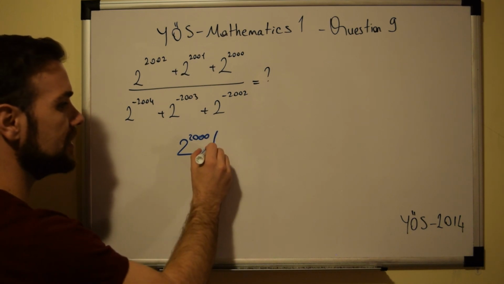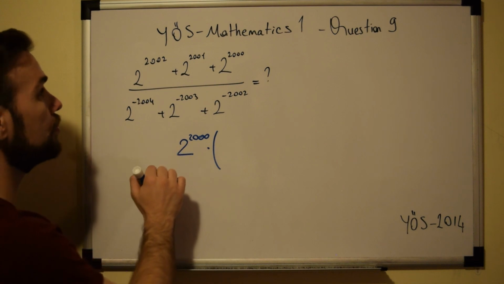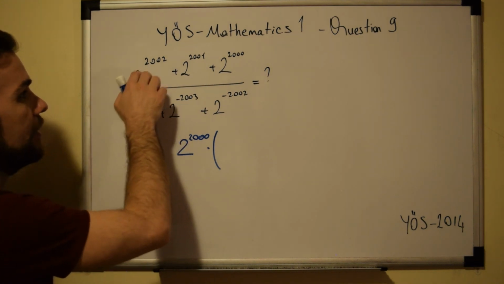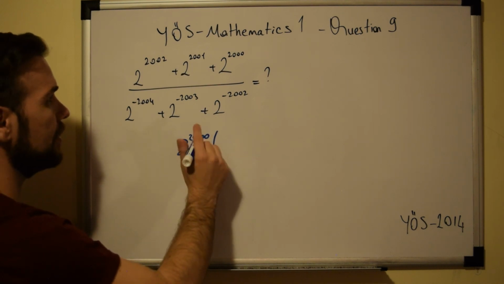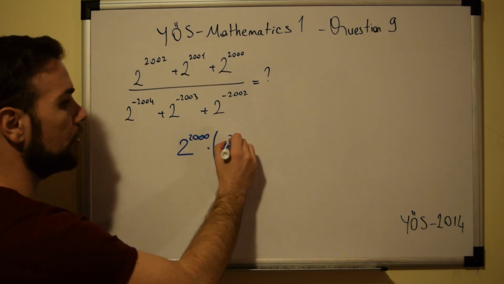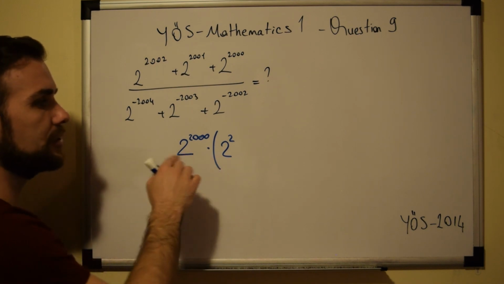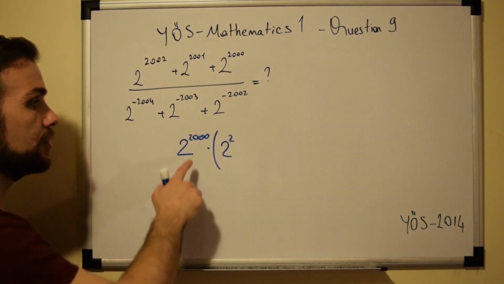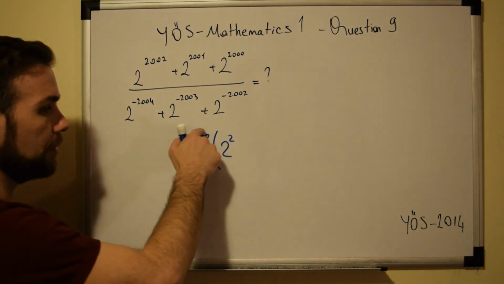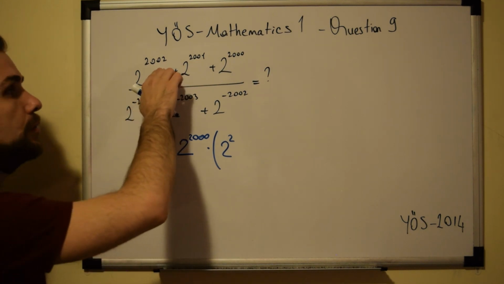We open the parentheses, this is times. Now 2 to the power of 2000, what will be the number, the leftover, let's say within the parentheses, it will be 2 to the power of 2. Why is that? Since we have the same base, we have multiplication, we have said already that the exponents add to each other. So 2 to the power of 2000 times 2 to the power of 2 will bring us to 2 to the power of 2002.